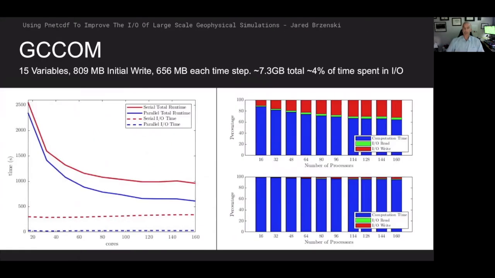GCCOM currently spends a significant portion of its time doing I/O, especially as the problem scales. As the problem scales up to 160 cores, roughly 40% of the time is spent reading and writing data to the disk.